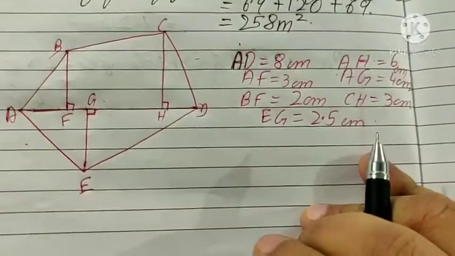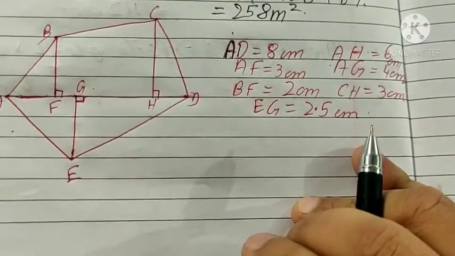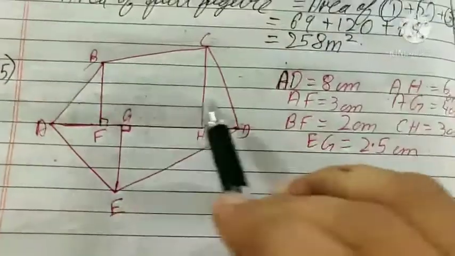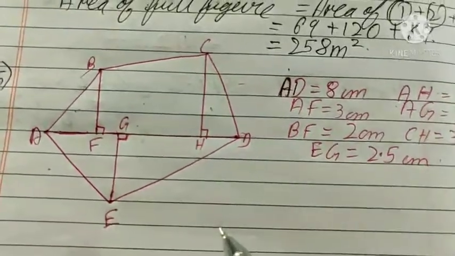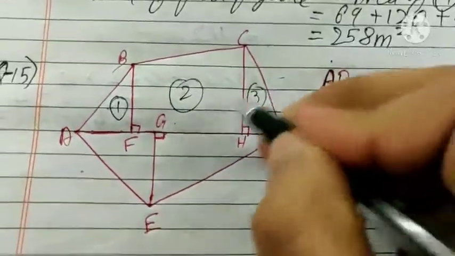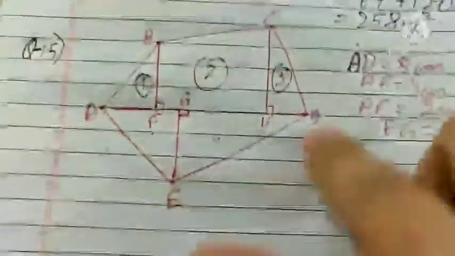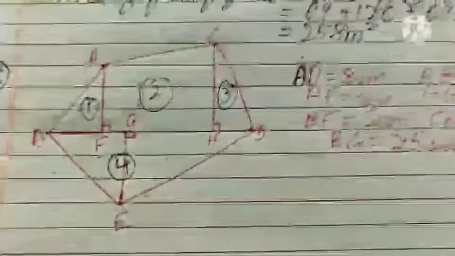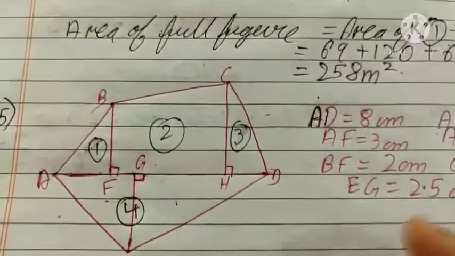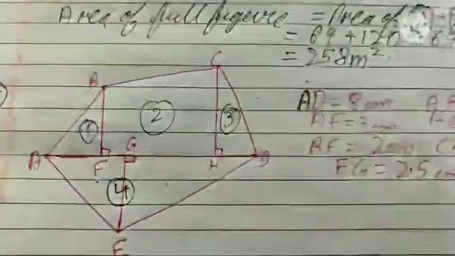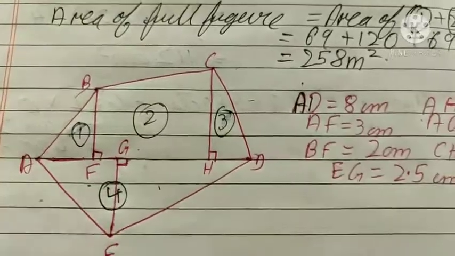This is our last question from this exercise, and this figure is divided into 5 parts: 1, 2, 3, 4 and 5. So what will we do? This is first part, this is second part, this is third part, and this 4 and 5, if you see, this is a complete triangle. So I will say that this full figure is figure number 4. So we have got this figure divided into 4 parts. So what will we do? We will calculate the area of all the 4 parts and then add them up.